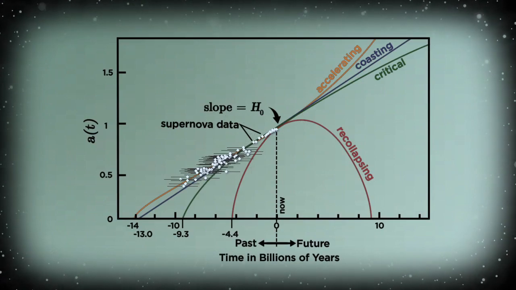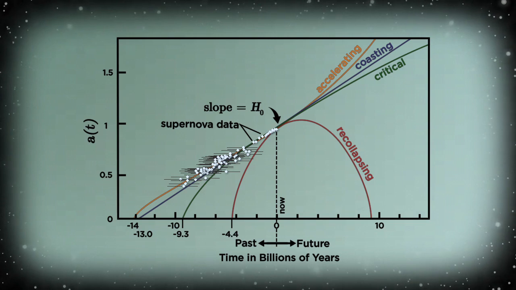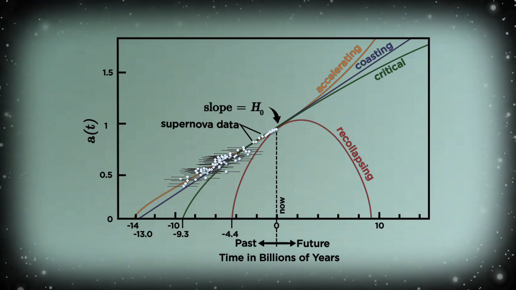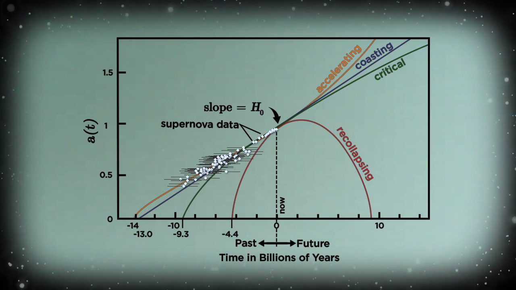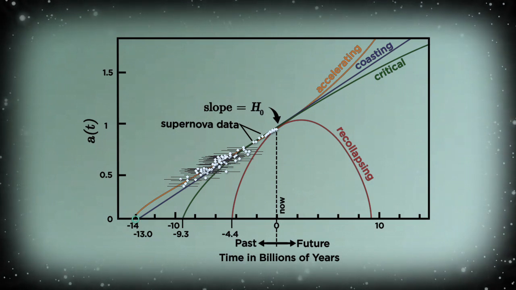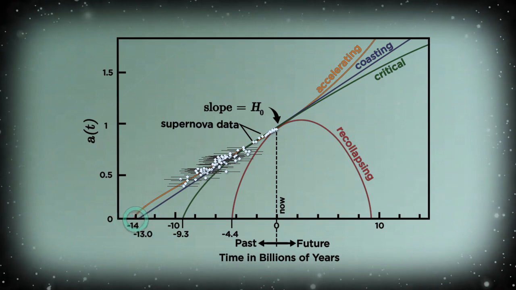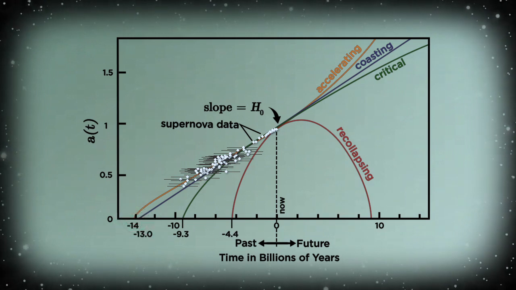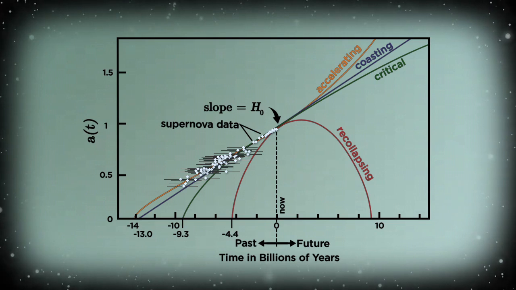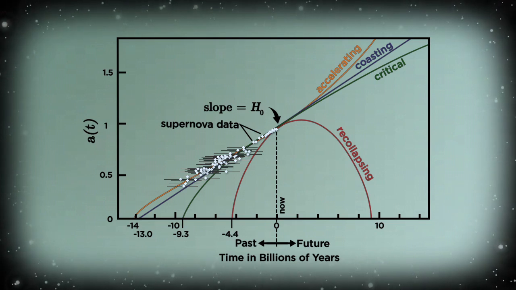Fitting the supernova data to an upwardly bending line also has the effect of increasing the calculated age of the universe. The curve doesn't cross a equals 0 until all the way back to 14 billion years ago. So the cosmological constant solves the problem of the stars that appeared to be older than the universe.